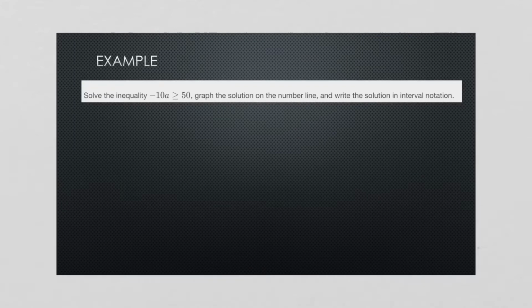Okay, so for this problem, check this out. We've got negative 10a is greater than or equal to 50. So now I'm going to divide both sides by negative 10. And I just divided by a negative number. Remember, whenever you divide or multiply by a negative, you've got to flip that sign around. So on the left-hand side, I'm just left with a. I've got to flip my sign around, and I'm left with a is less than or equal to negative 5.